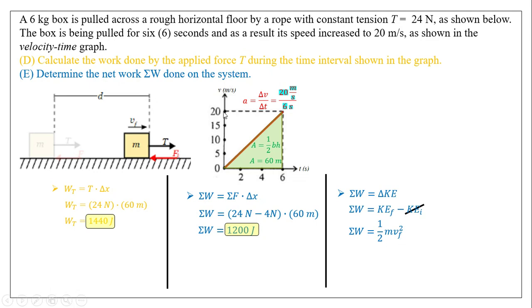Because the graph says that after 6 seconds, it reaches a speed of 20 meters per second. And I'm going to square that. So really, I'm going to do 1/2 mass of 6, Vf here at 6 seconds is 20, and I'm going to square that. And if you plug that in your calculator, you get the same answer, 1,200 joules. Okay. Other than that, I'm done.